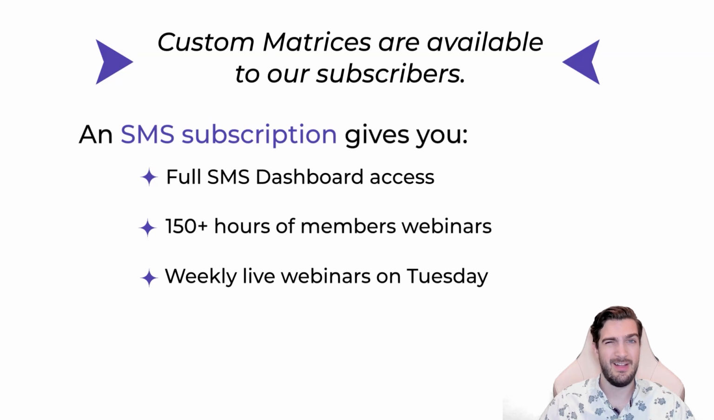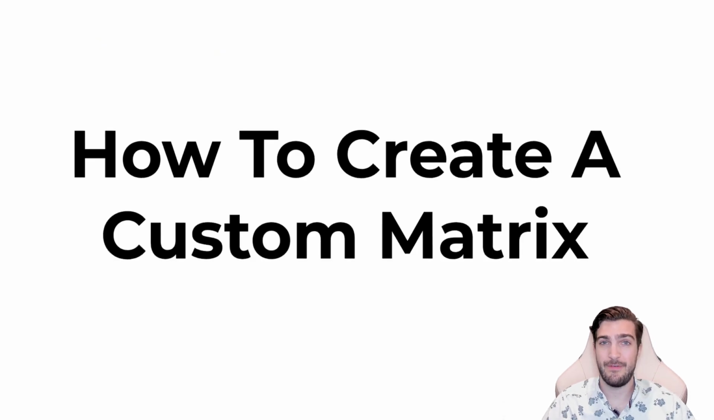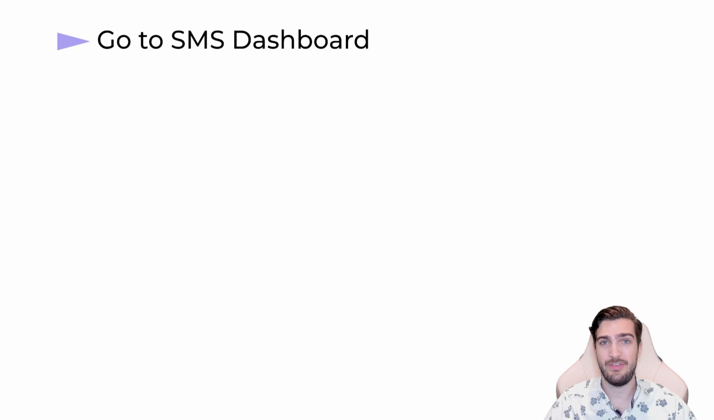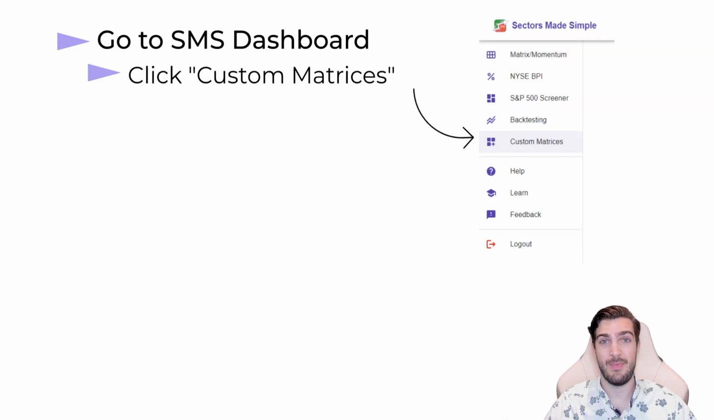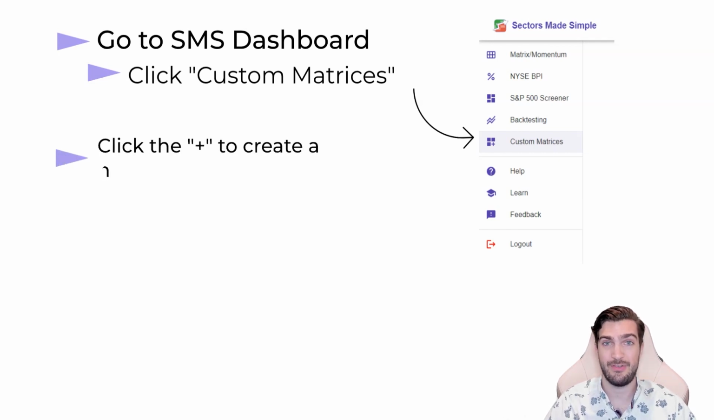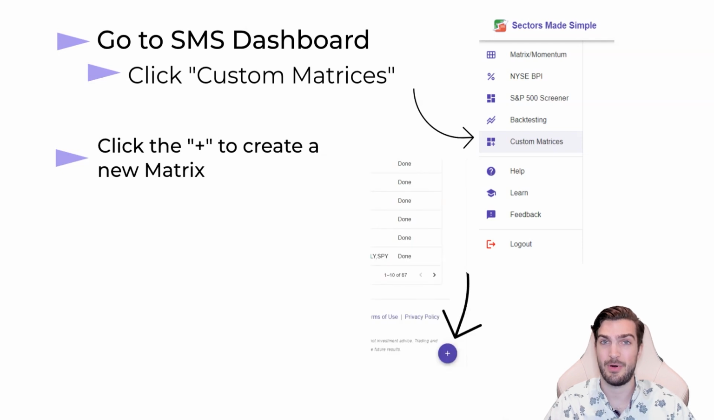With that said, let's go take a look at the dashboard and create a custom matrix of our own. To make a custom matrix, first we need to go to the Sectors Made Simple dashboard. Once here, we can click on the Custom Matrices tab on the left menu. If you're on mobile, you'll find this menu in the sandwich icon in the top left of your page. Once we're on the Custom Matrices tab, in order to create a new custom matrix, all we have to do is click on the purple plus icon.